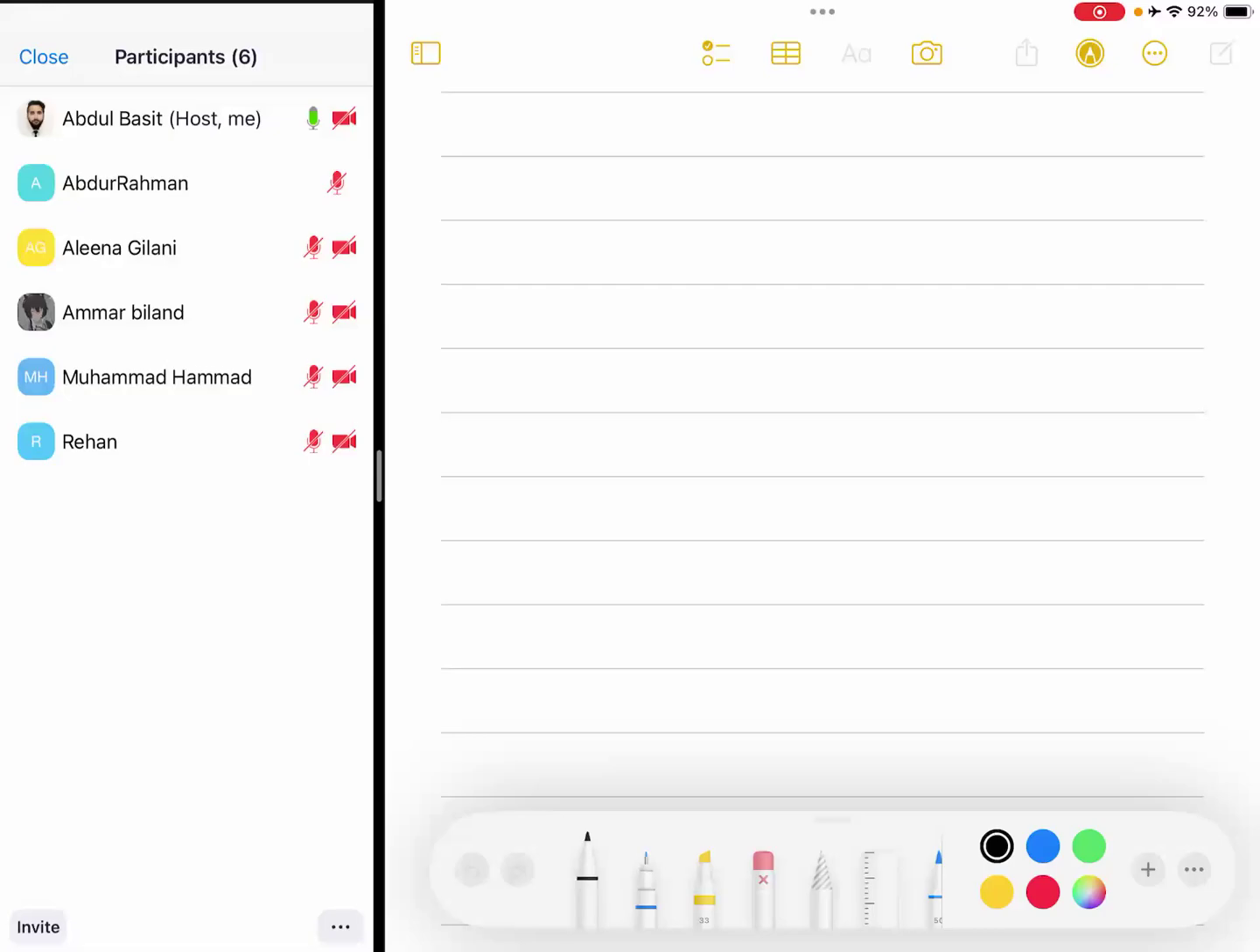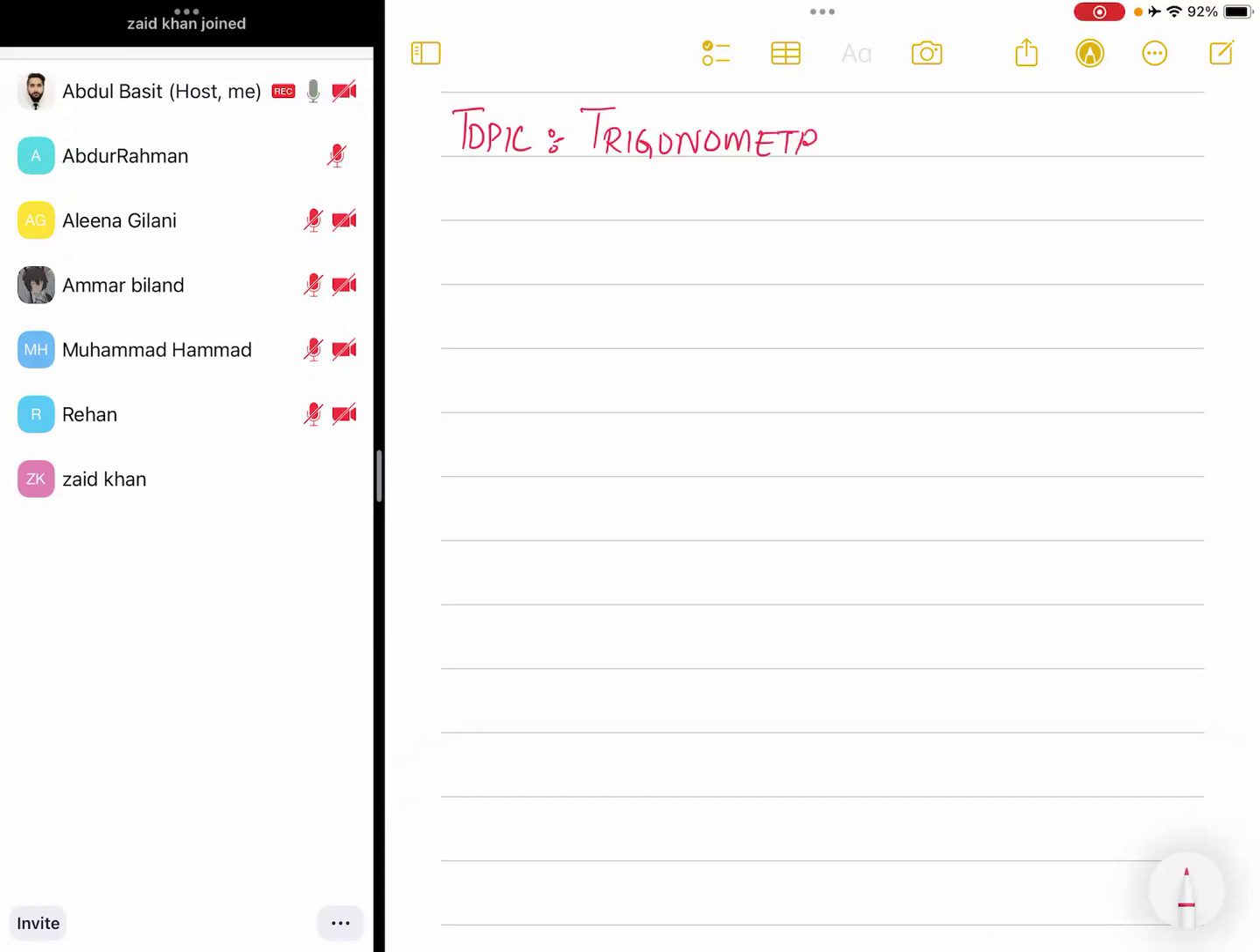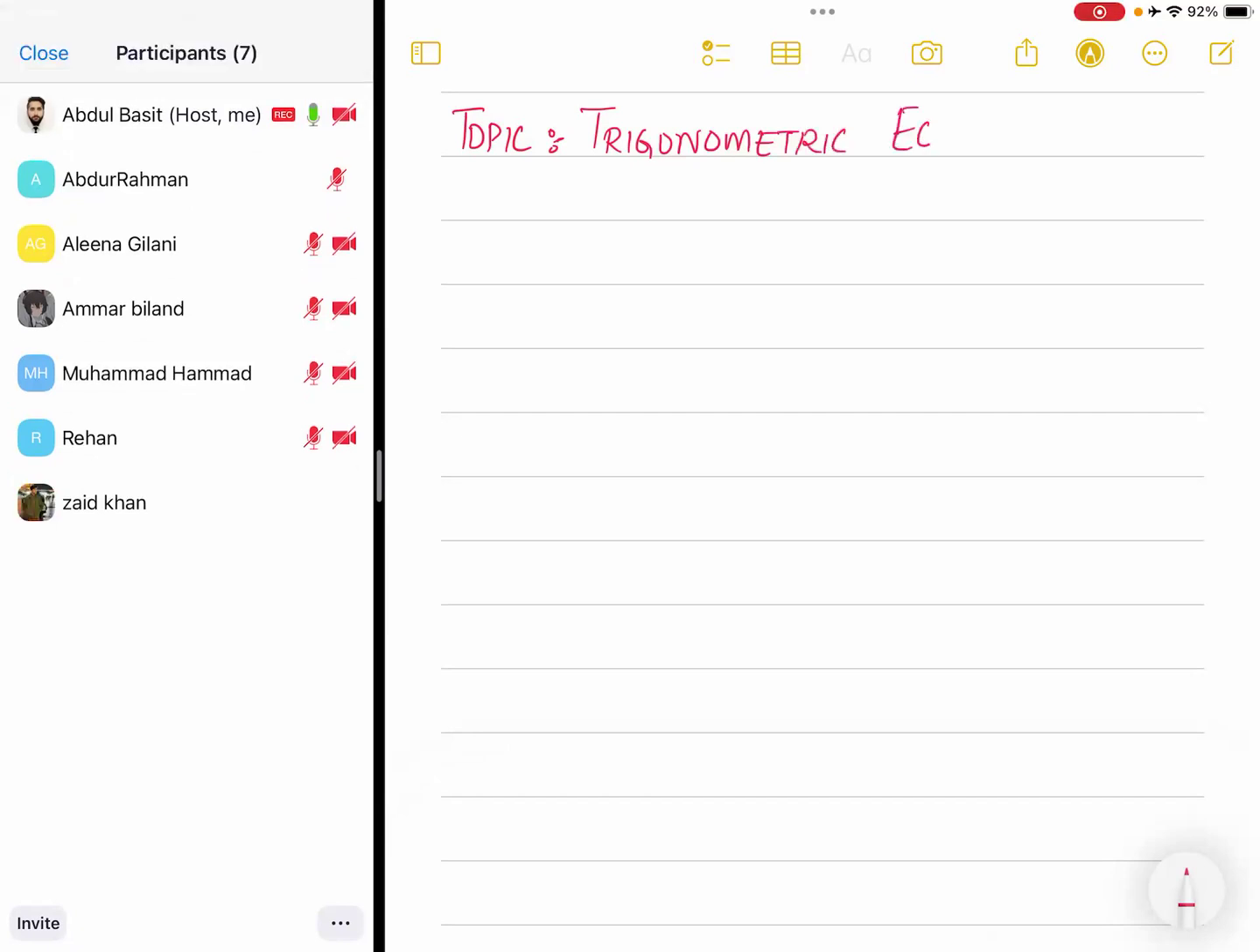Directly or indirectly, you will get this question in the paper in a different language, but IGCSE students will definitely get this question in the exam. So the name of the topic is trigonometric equations.